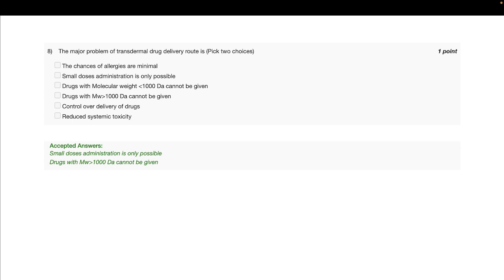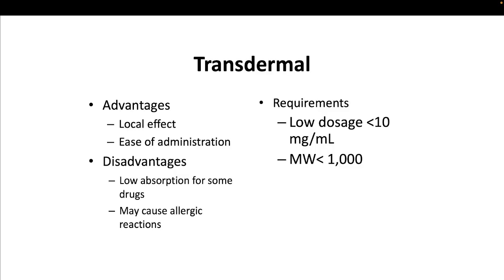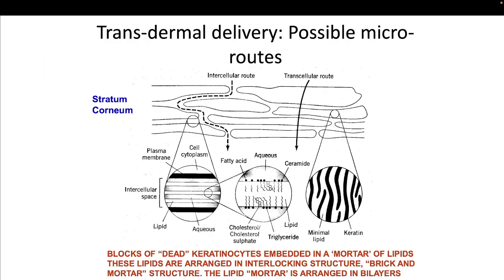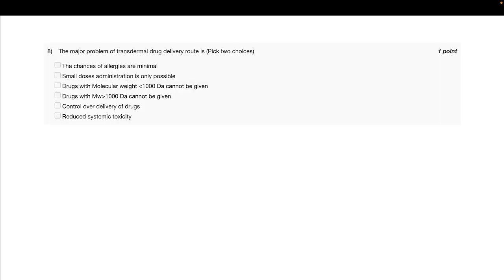So this is the major problem with transdermal drug delivery. We can only give small doses because the skin does not have much area to hold your drug. So that's why only small doses can be administered. And as you correctly said, if you have a high molecular weight drug which is higher than 1000 Dalton, if you see this layer, if your drug is bigger, of a higher molecular weight, it will not be able to pass through these layers, and as a result most of your drug will be lost, and will not reach the site of action where it's required. So these are the major disadvantages of the transdermal drug delivery route.